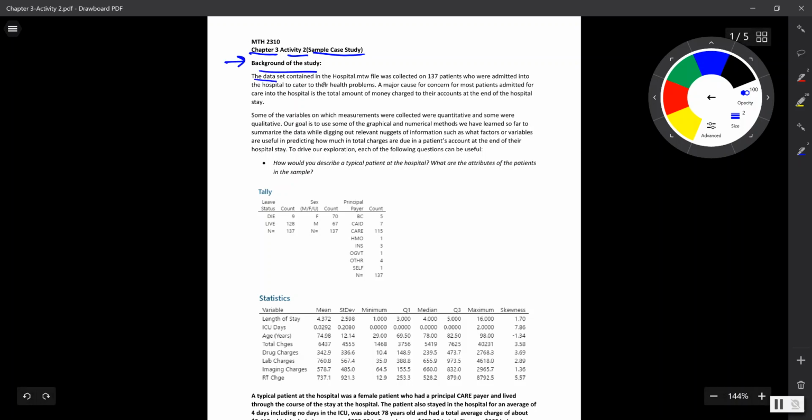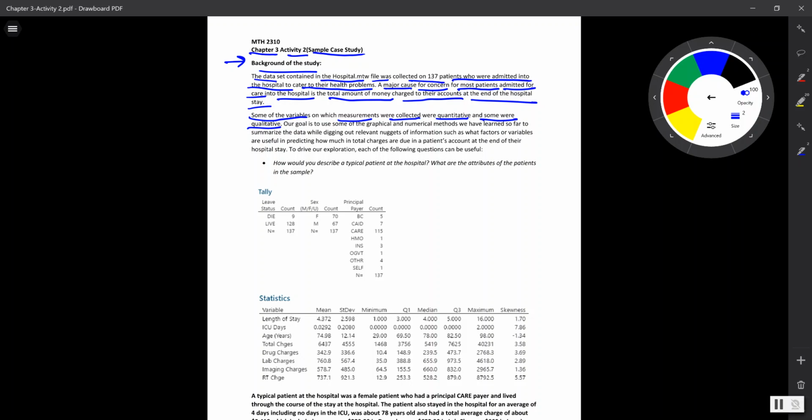The data set contained in the hospital.mtw file was collected on 137 patients who were admitted into the hospital to cater to their health problems. A major cause for concern for most patients admitted for care into the hospital is the total amount of money charged to the accounts at the end of the hospital stay. Now, some of the variables on which measurements were collected were quantitative and some were qualitative.